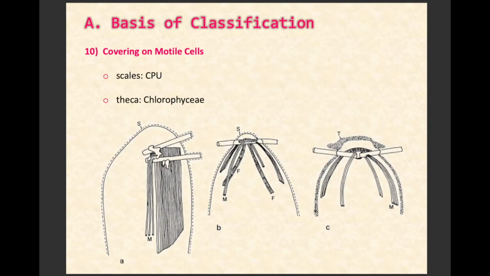So, number 10, basis of classification. Moving on, we have your covering on motile cells. In most Chlorophyceae, in most Prasinophyceae, Ulvophyceae, CPU, no? They have what we call your scales. Yung cell walls nila, they have scales. The overlapping scale that covers the entirety of your organism. That's your Prasinophyceae, diba? These are the more primitive version of covering of your motile cell. Overlapping plates of cell wall.